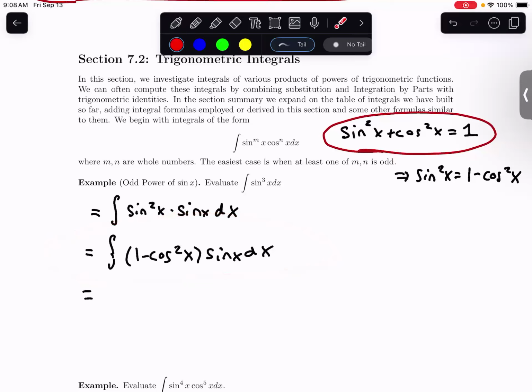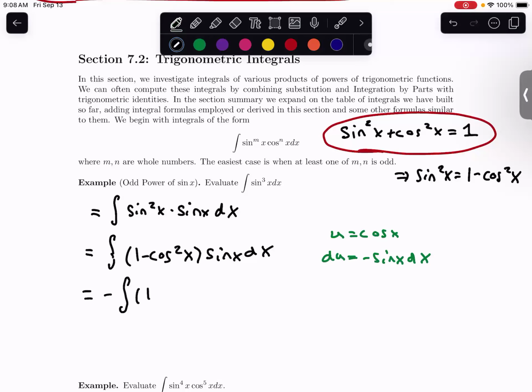Yeah, now we can use substitution, right? We have a sine of x dx and we have a cosine that shows up. So if we let u be equal to cosine of x, this tells us that du is going to be equal to minus sine of x dx. So we can rewrite this integral in the following way. This is equal to minus 1 times the integral of 1 minus u squared du. The minus sign here just corresponds to the minus sign we had in front of the sine of x.